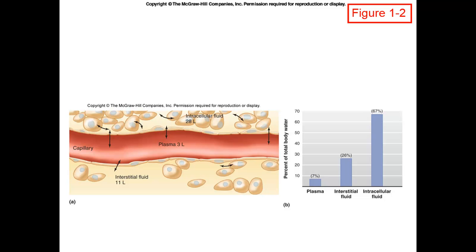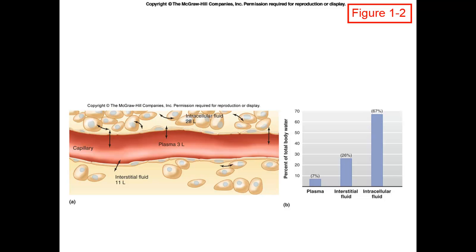Those are important percentages to know. You can then convert that into liters. These are important to know too. So 28 liters of water, which equates to 67%, is inside your cells. That 67% and 28 liters are equivalent. Of the 14 liters that's outside of your cells, 11 is between the cells, and about 3 liters, give or take, is in your blood.